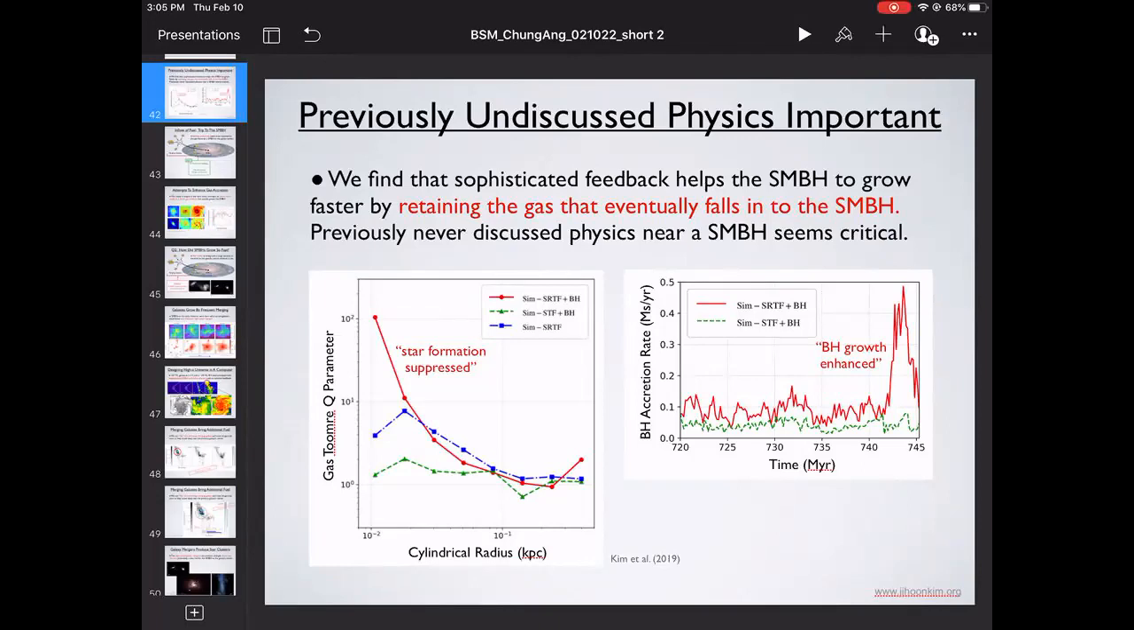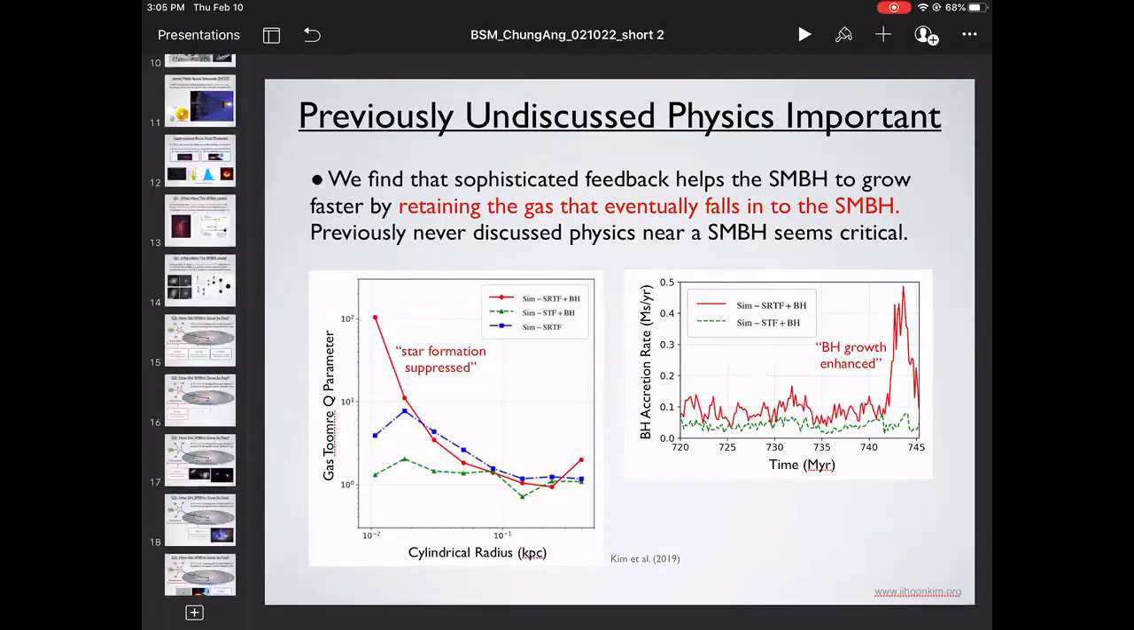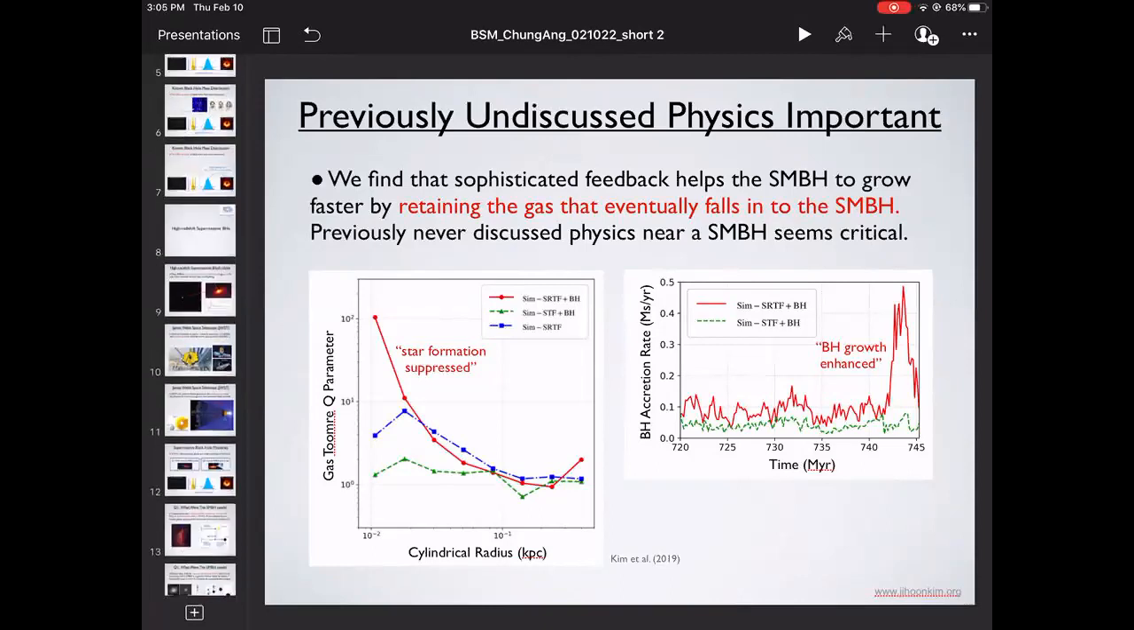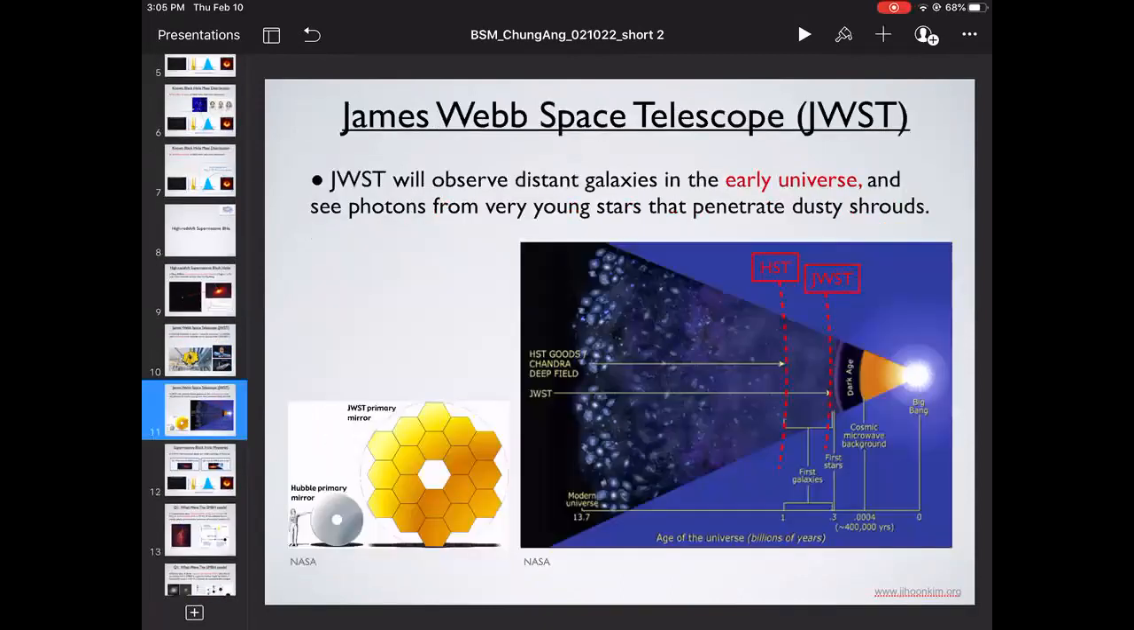Great. Okay, thank you. Any other quick questions? I have a quick question. You mentioned the James Webb Space Telescope. So how does it help for supermassive black holes? Is it discovering more supermassive black holes or some distribution, or what do you want to learn from the observation?